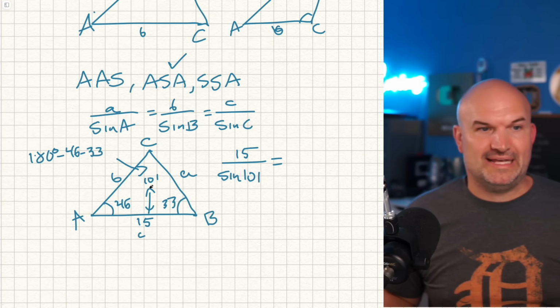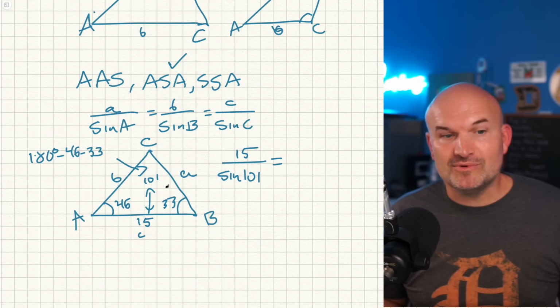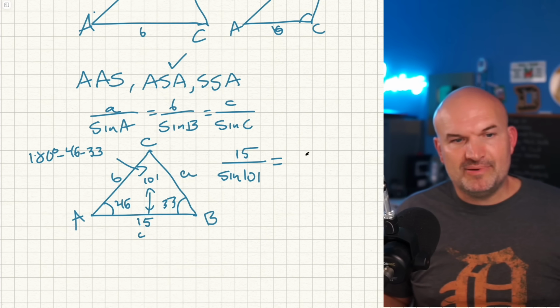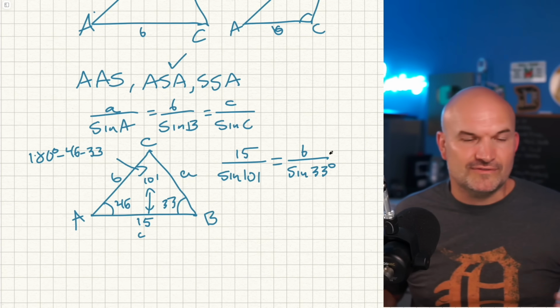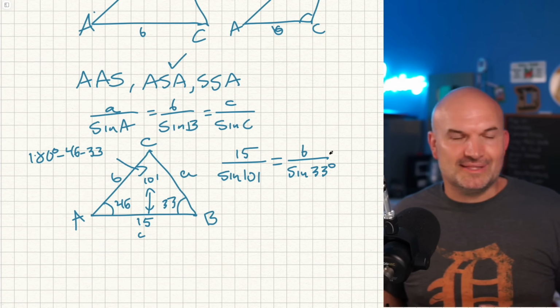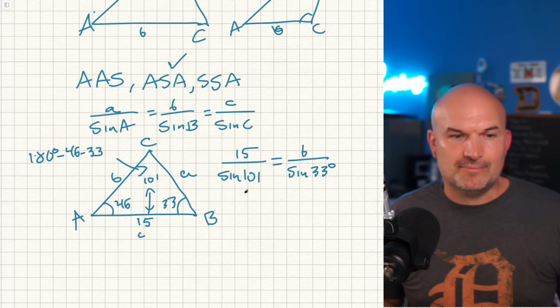Which one do you do, A or B? You kind of pick. Okay. Doesn't really matter in this scenario. I'll go ahead and pick B. So I'll do B over the sine of 33 degrees. Now you have a ratio. Now you can go ahead and solve. But again, guys, we could spend a lot more time on this. I'll make sure I link other videos down below.